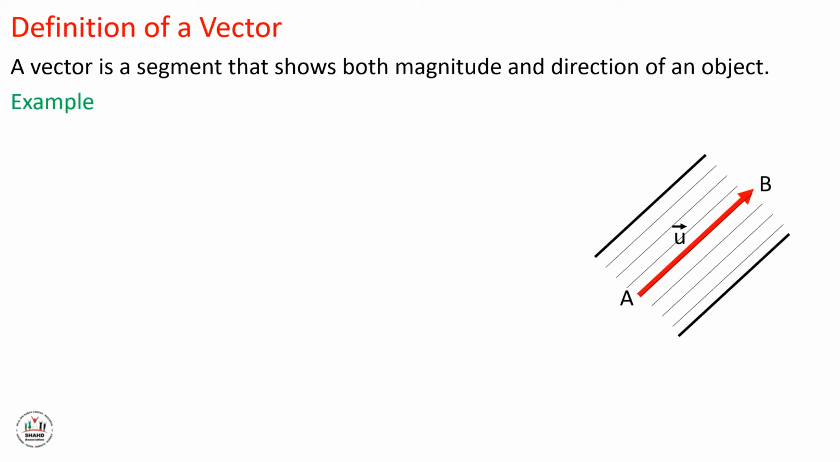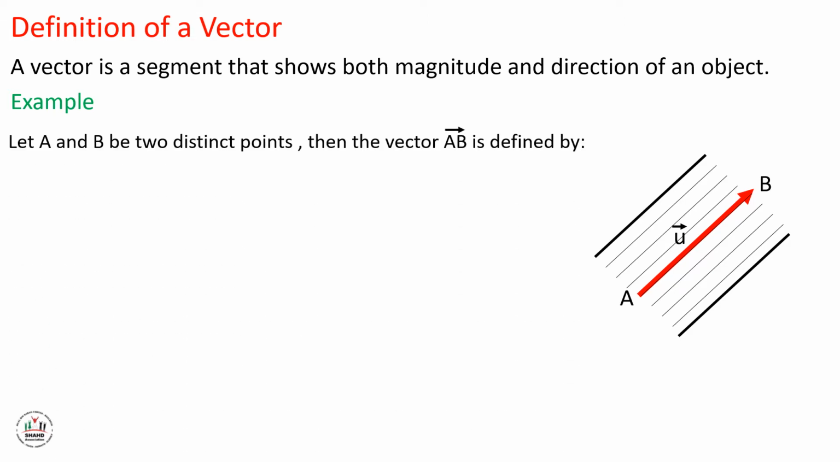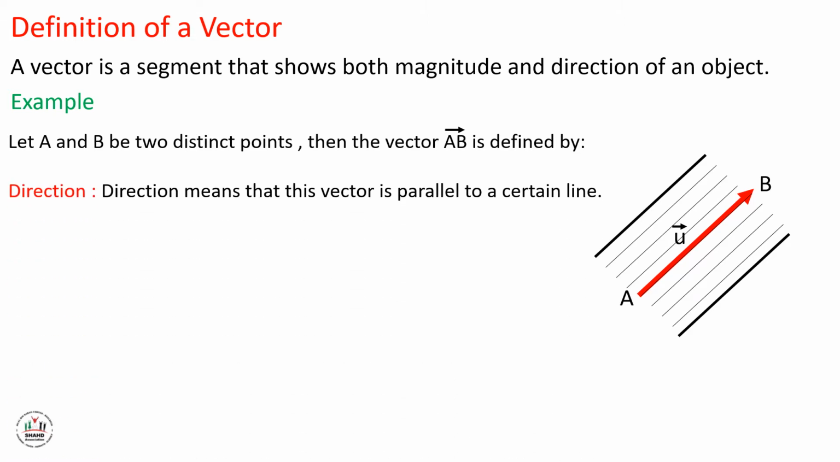Now let's see this example to identify in details the elements of a vector. Let A and B be two distinct points, then the vector AB is defined by its direction. Direction means that this vector is parallel to a certain line, so any parallel line to this vector represents its direction. Its sense, the vector starts from A and ends up at B. So the sense of vector helps us to read it either from left to right or from right to left. So in this example, we can't read this vector as BA. We must read it as AB because the sense of this vector is from left to right upward.